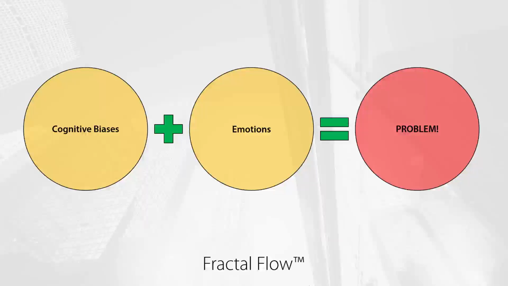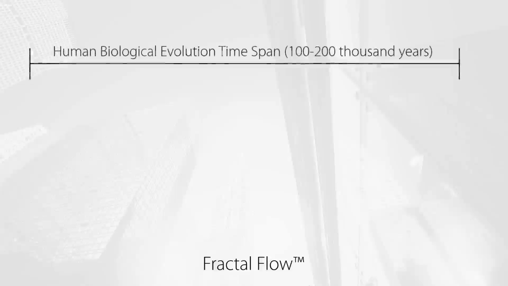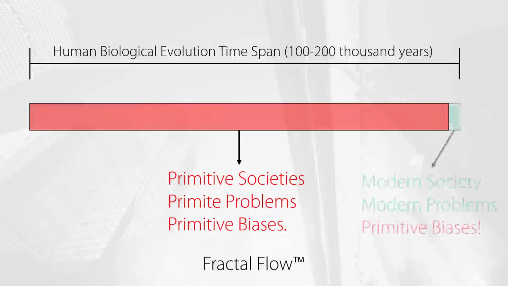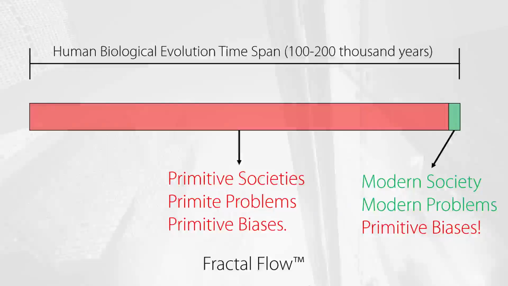The great question here is why we possess these apparently counterproductive biases in the first place if they seem to cause more trouble than anything else. The problem is that the time span of the existence of modern society compared to the time span of the biological evolution of our brains is tiny.